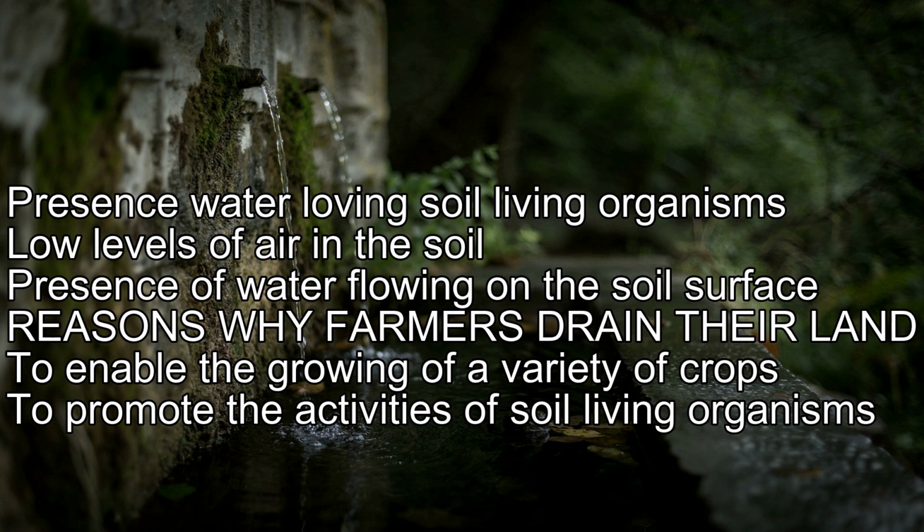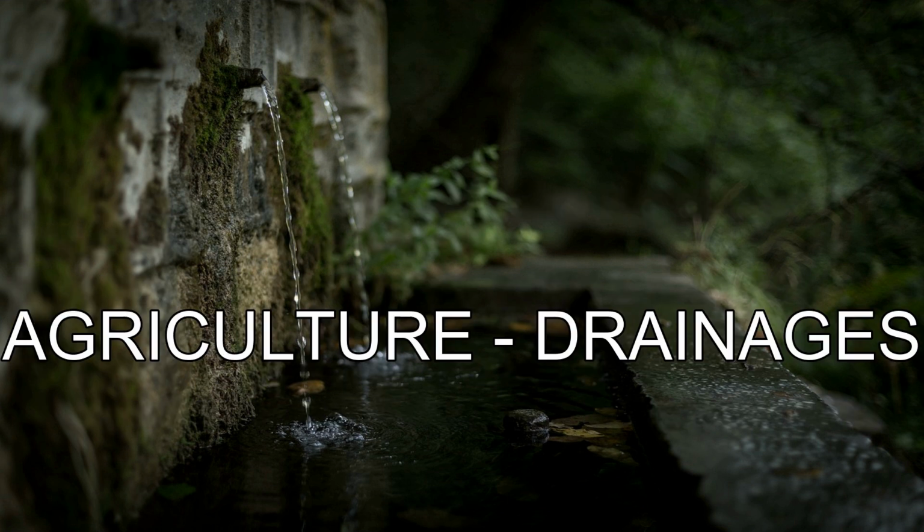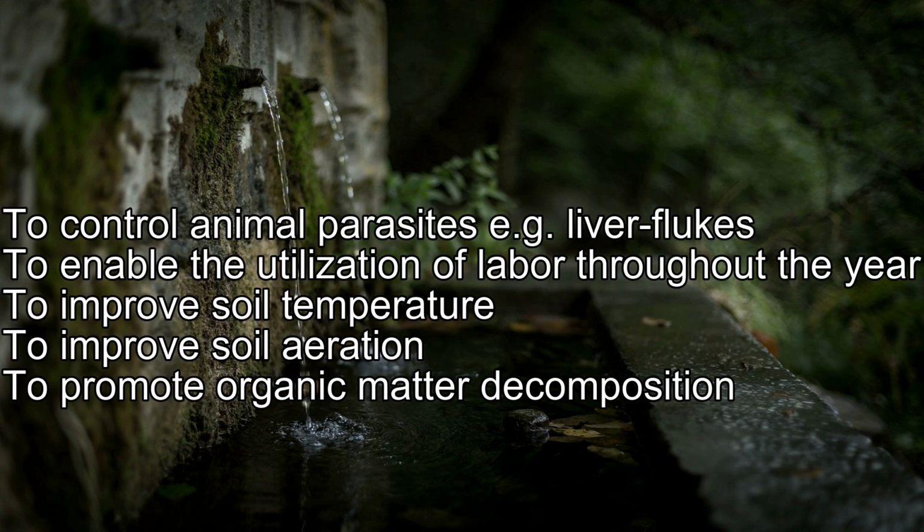Reasons why farmers drain their land. To enable the growing of a variety of crops. To promote the activities of soil-living organisms. To control animal parasites, e.g., liver flukes. To enable the utilization of labor throughout the year. To improve soil temperature. To improve soil aeration. To promote organic matter decomposition.